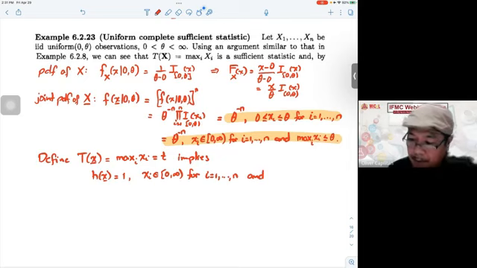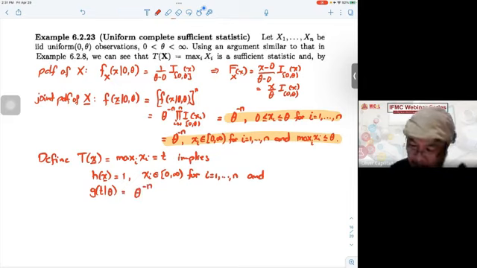Let's say G of t, given our parameter, would be equal to what? In this case, it would be equal to theta to the negative n, and then we have the maximum, where t here is the maximum of all xi, less than or equal to infinity.